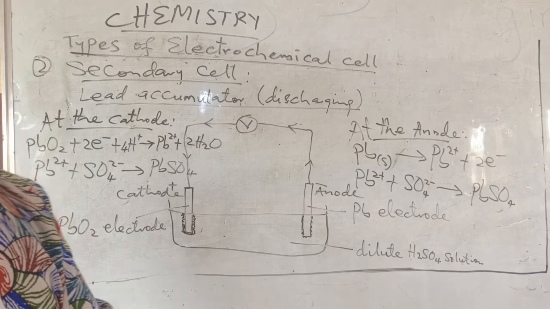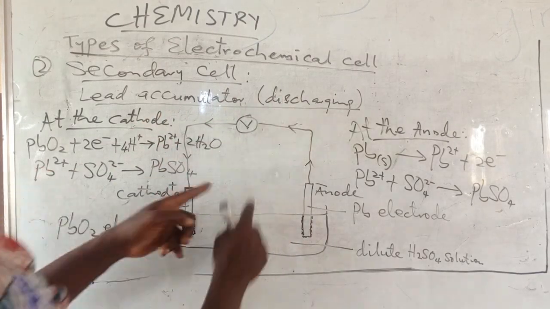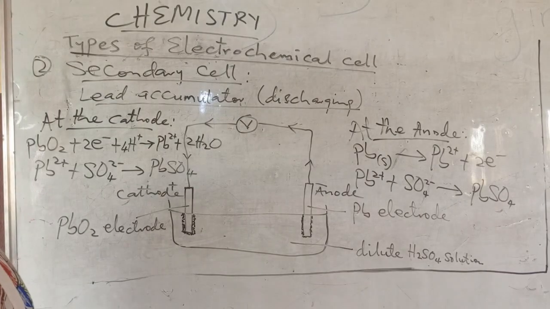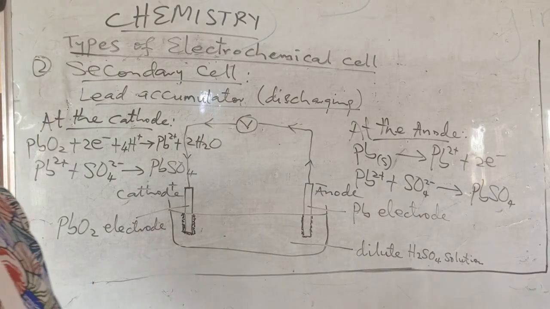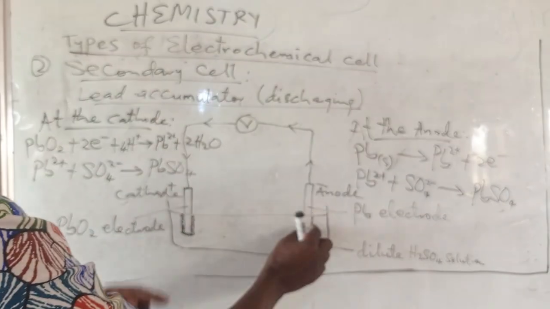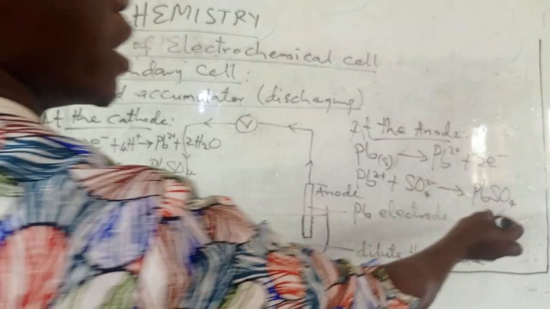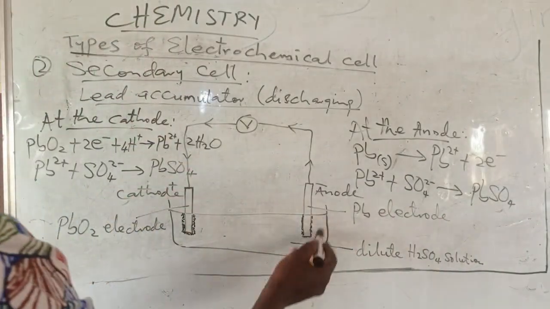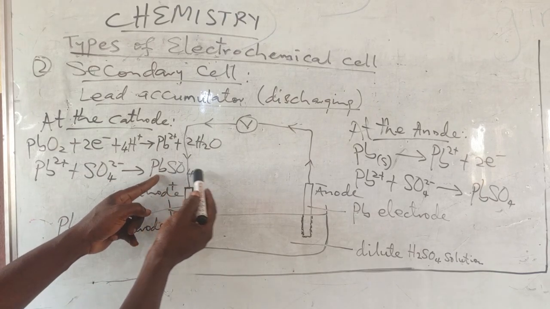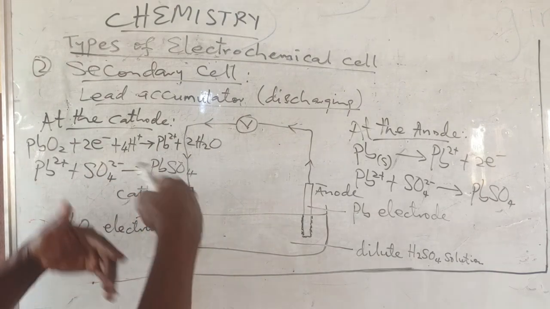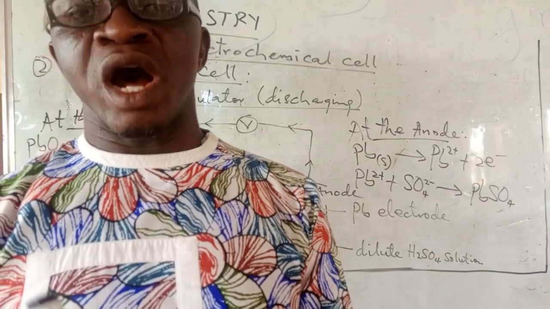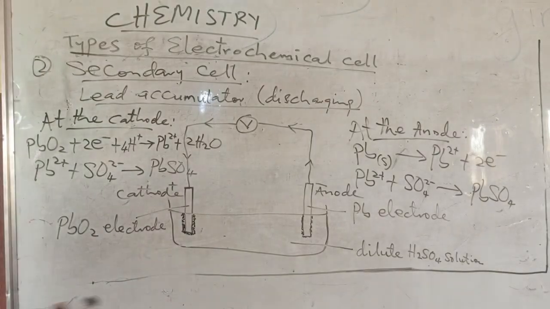The recharging process is different from discharging. Discharging means giving out current. Recharging means collecting back power. So now, taking the battery to the electrician, you want them to reverse the process and then remove the PbSO4 from this surface, and also remove the PbSO4 from this surface and return it back to the previous state when the battery was powerful, so that you can make good use of it.